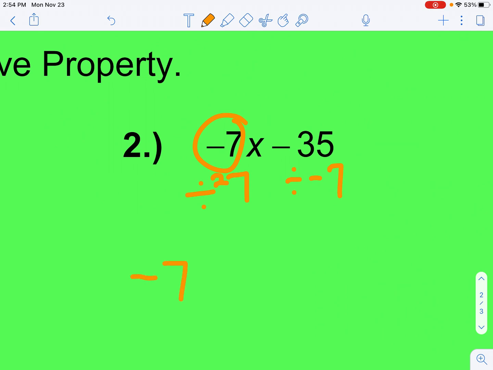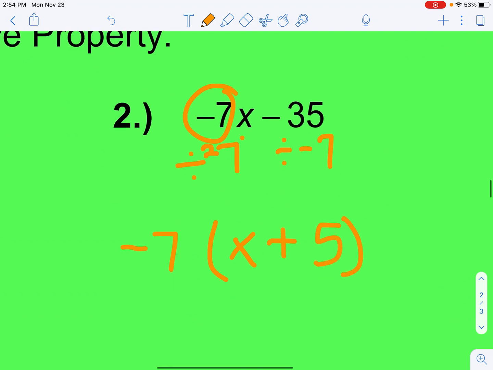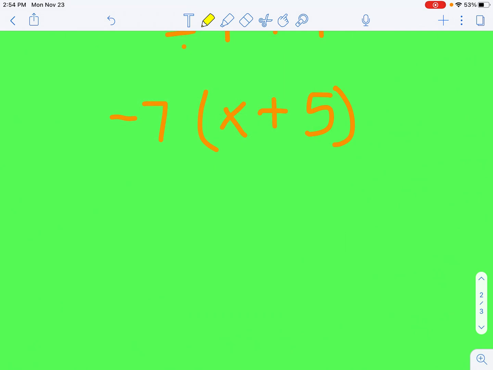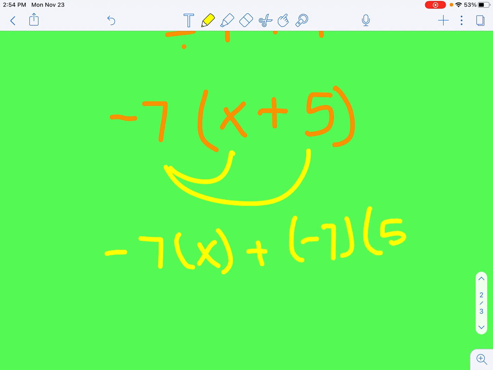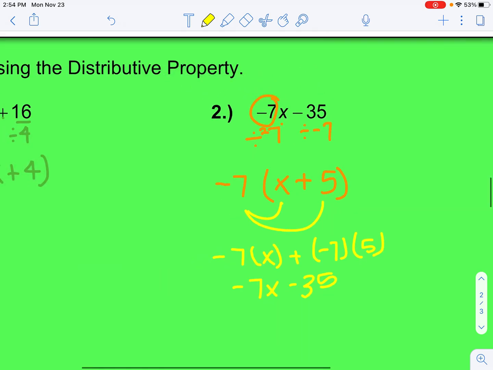So I'm pulling this negative 7 out, so that's going on the outside of my parentheses. Negative 7 divided by negative 7 is just 1, but we have our x, so it's really x. And then negative 35 divided by negative 7 gives us a plus 5. Now we can check this to make sure it's right. Negative 7 times x plus negative 7 times 5. This gives me negative 7x minus 35, which is exactly what I got up there, so I am done.